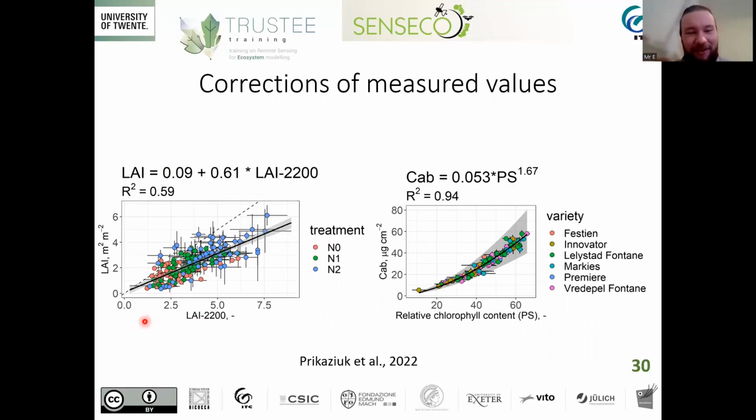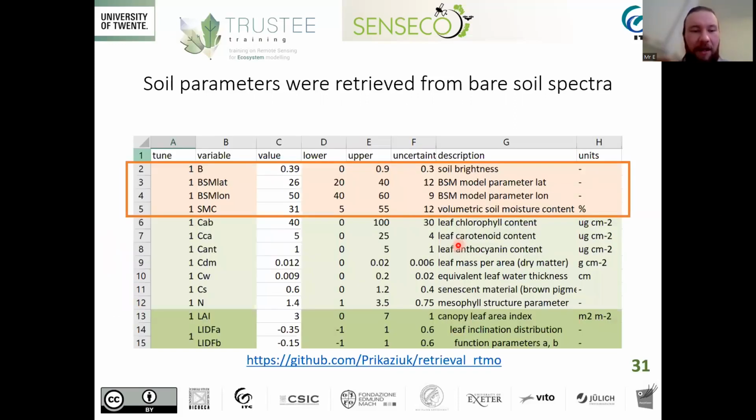The LAI that the instrument showed was always higher than the LAI that was truly measured destructively. So we had to correct for that. And chlorophyll was also always higher than the truly measured chlorophyll in the lab. So we had to correct. Without these corrections, the RMSEs just get +1 here and +20 here. And for the soil parameters, the SCOPE model that we used is essentially PROSAIL with soil. So we used soil parameters there as well.